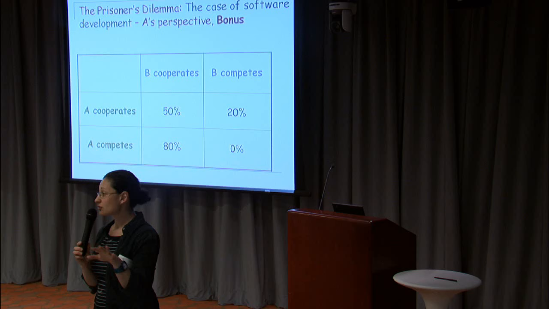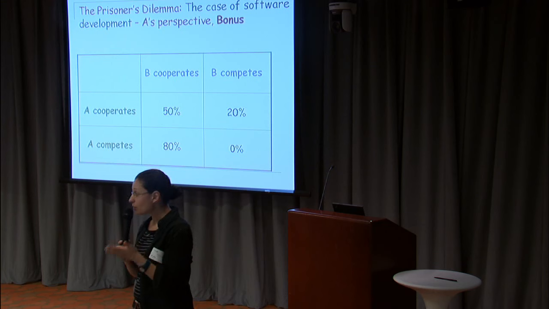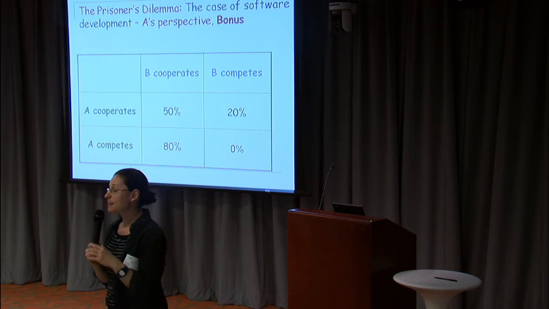Our human tendency is to compete in such a situation, even when we know that if we cooperate, we will get better results. So this is absolute. We cannot change it. Now let's see what goes on in software projects.